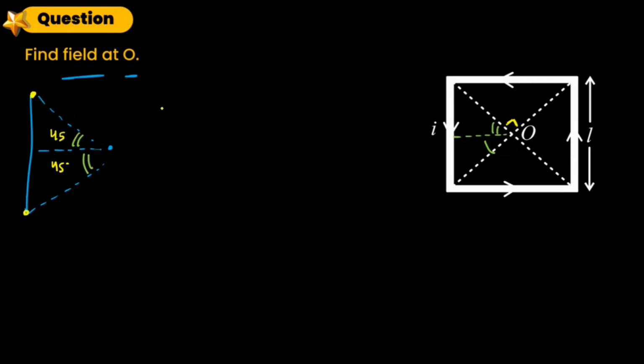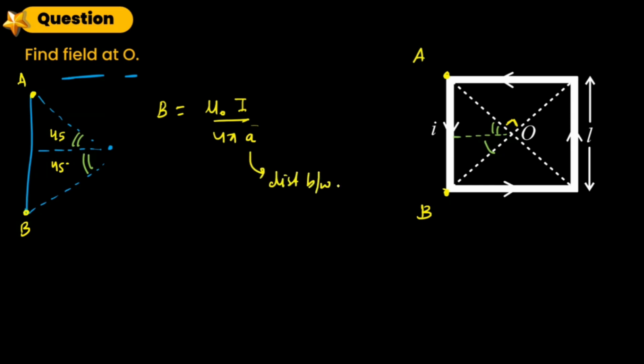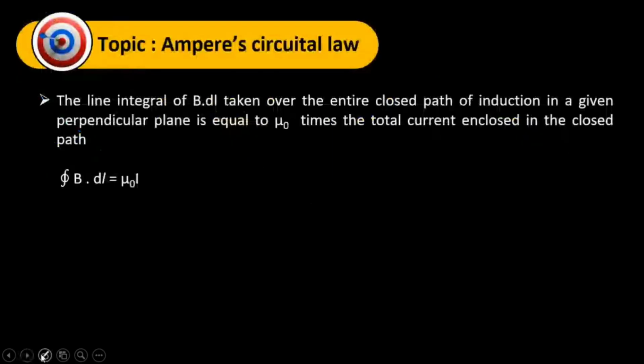So when we solve for the magnetic field due to one such wire, like the AB wire, let's say I'm assuming this to be the AB points. If I calculate the magnetic field due to this AB wire only, we'll get mu naught I by 4 pi A, where A is the distance between the point and the wire, into sine alpha plus sine beta. So what is the value of A here? That is something we have to find first.